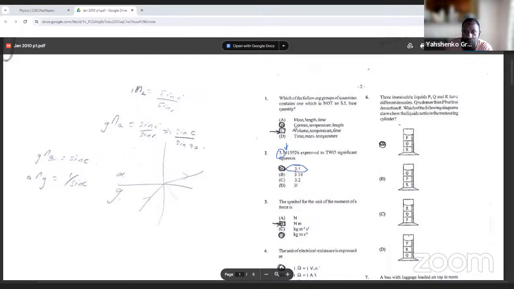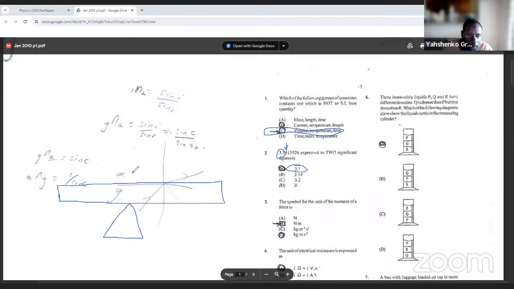For this one, we had said that this one is the odd one out. All right, here we go again. The symbol for the unit of moment of a force is... Now, please remember that moment of a force has to do with the turning effect of a force. If I could just put a simple diagram on the screen, I'm going to put up a seesaw. You guys know a seesaw? Of course you do. You have been a child at some point in your life.